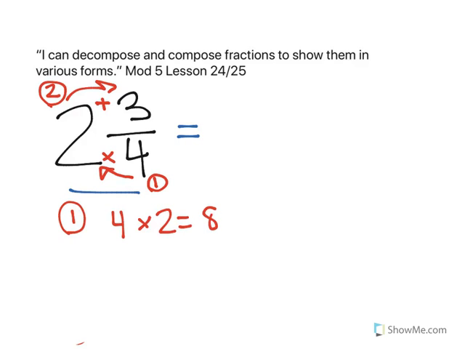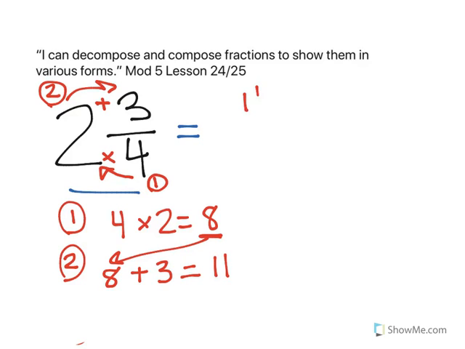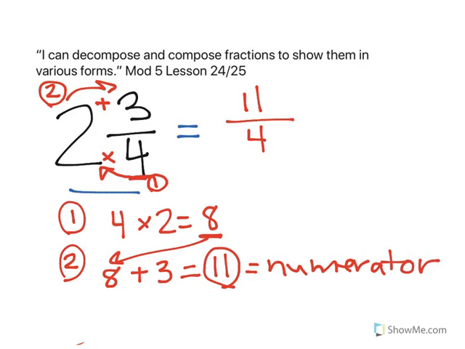4 times 2 is 8. And second step is to take this number here, bring it down. 8 plus 3, which is our numerator, equals what? 11. So that's going to be our numerator. And our denominator is just the same as our units, which is fourths. Okay, so first step, you multiply. Second step, you add. Whatever the answer is, that becomes your numerator. And your denominator is your unit fraction.